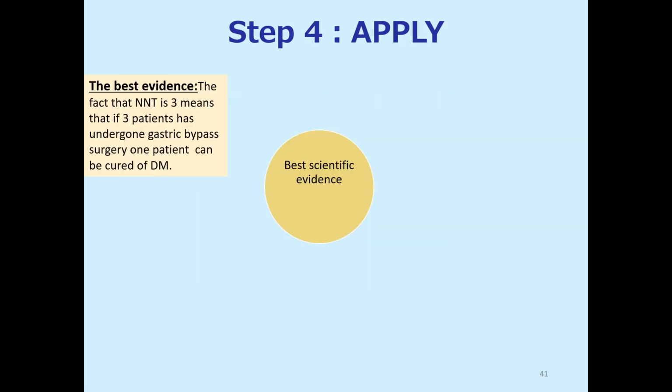Now we will go to the next step of EBP, which is apply. So this is the best evidence. In this study, the NNT is 3, which means if 3 patients undergo gastric bypass surgery, 1 patient can be cured of diabetes mellitus.